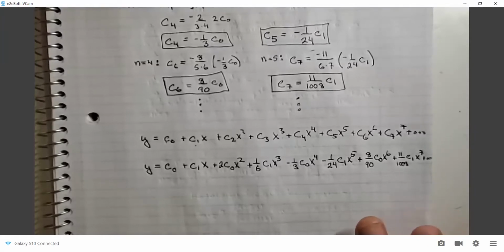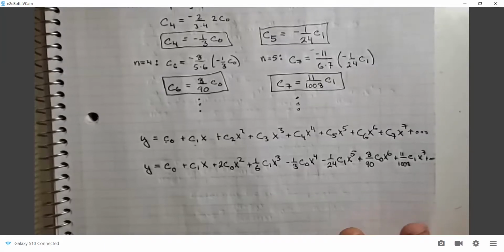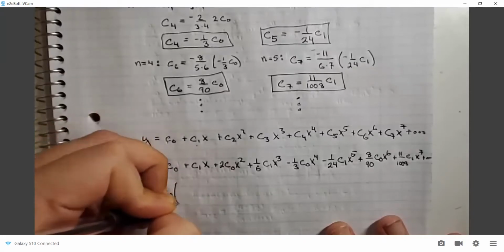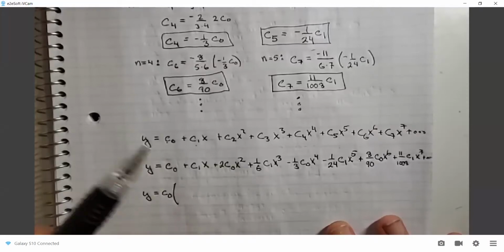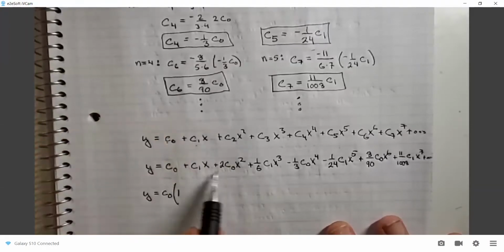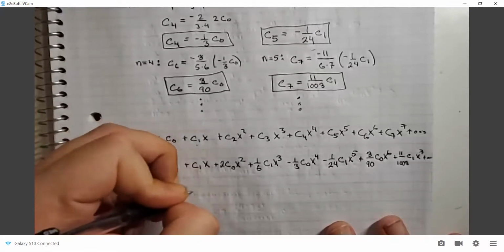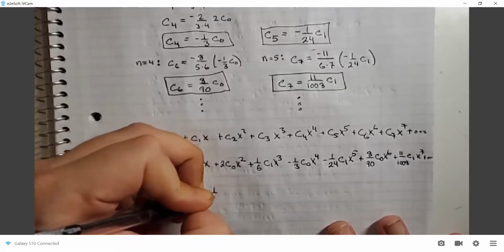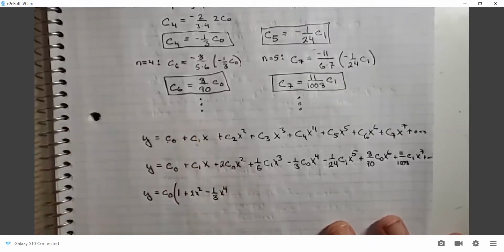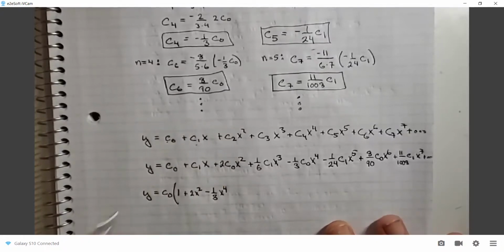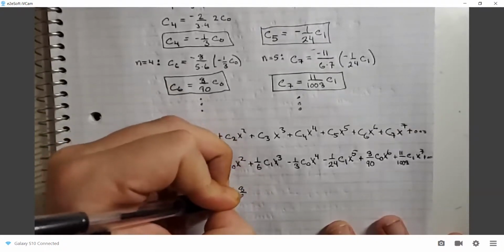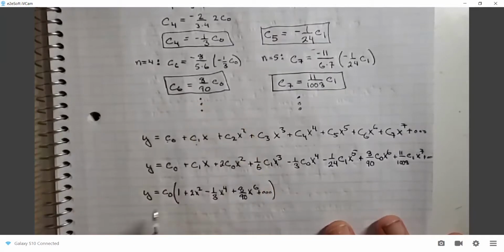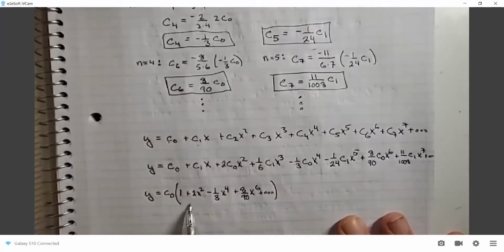And so then we could group these into C0 times a bunch of junk plus C1 times a bunch of junk. So when we do that, all the terms of C0: we got a 1 there, and then plus a 2x squared there, and then minus 1/3 x to the fourth, and then plus 8/90 x to the sixth, and then we know it goes farther, so plus dot dot dot. So this is like a sort of partial sum of one of our solutions, I guess.